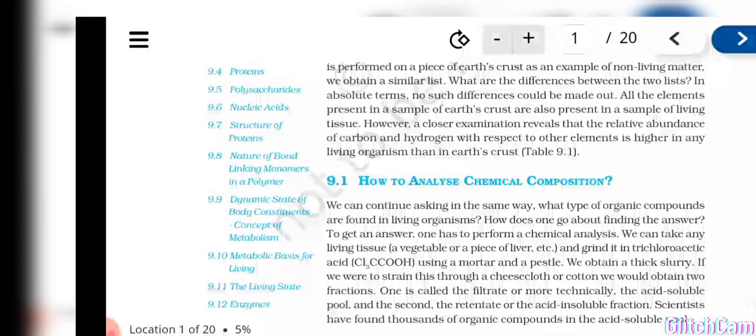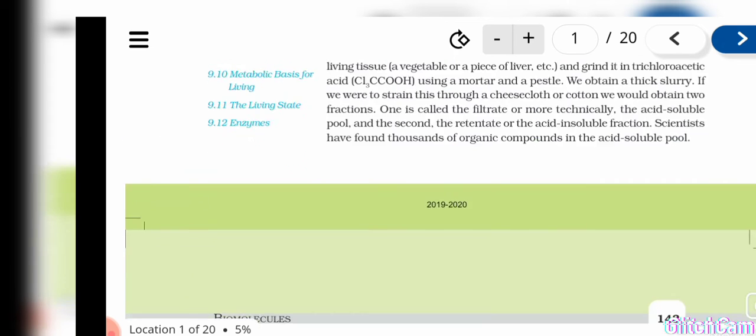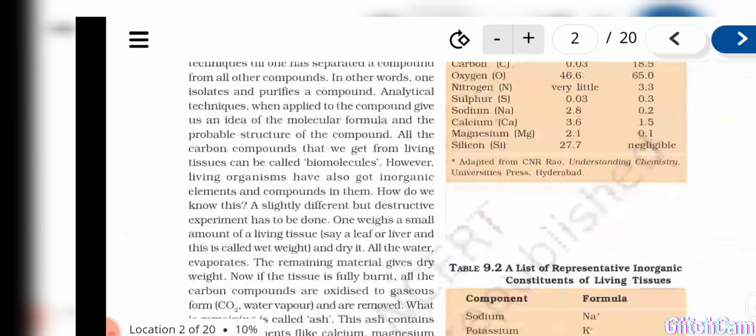And when we compare these elements with the Earth's crust, the elements found are the same. And when they are found in carbon and compound form in the living tissues, we call them what? Biomolecules. So the body of an organism is made up of various kinds of molecules, inorganic and organic molecules.